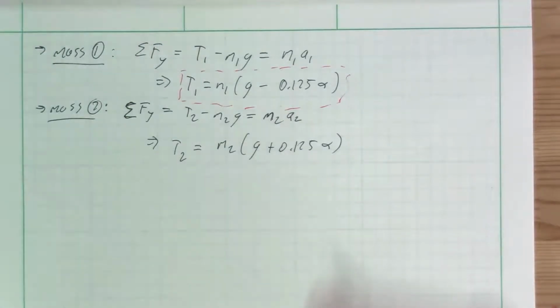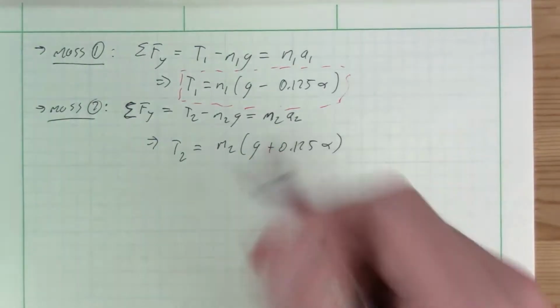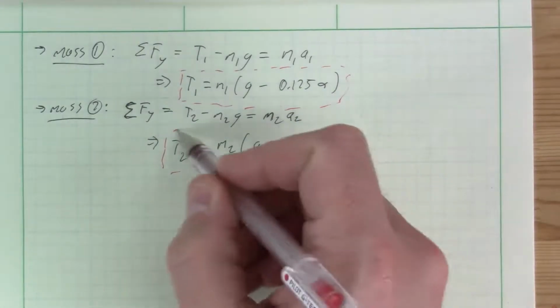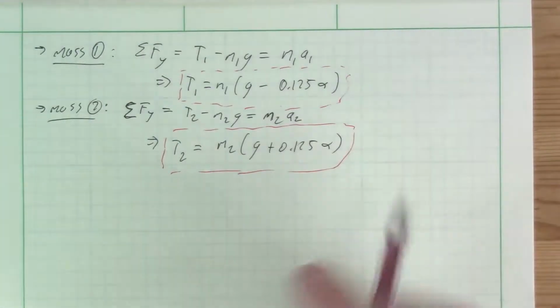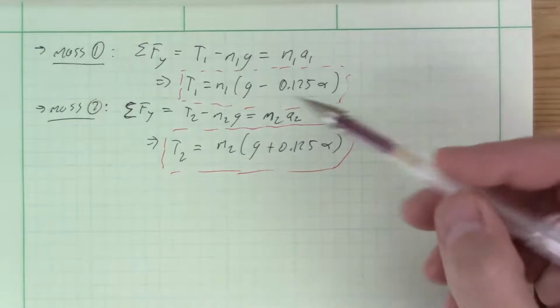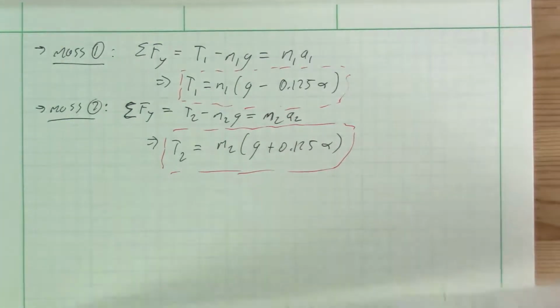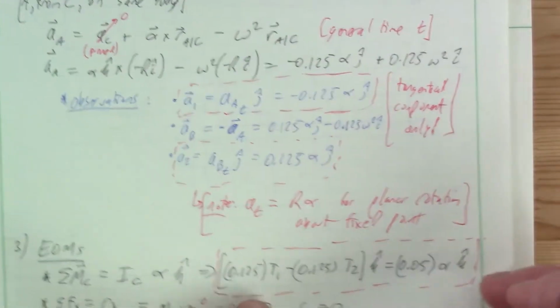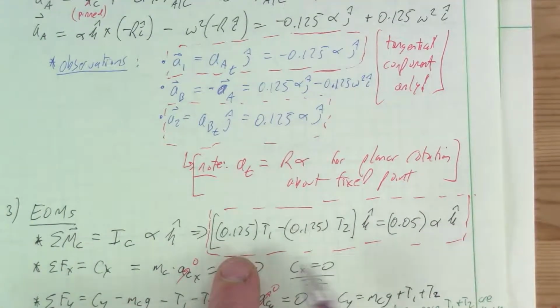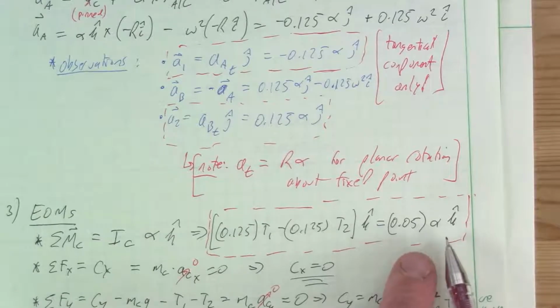Plugging that in, this now replaces that relationship. So now if we look at what we have, two equations where the only unknowns are T1, T2, and alpha. Two equations for three unknowns. Do we have one other relationship? Yes, right down here, one more equation that relates T1, T2, and alpha, and nothing else.